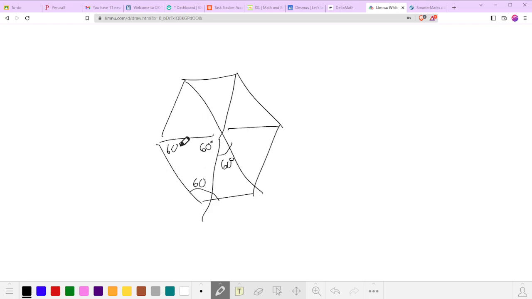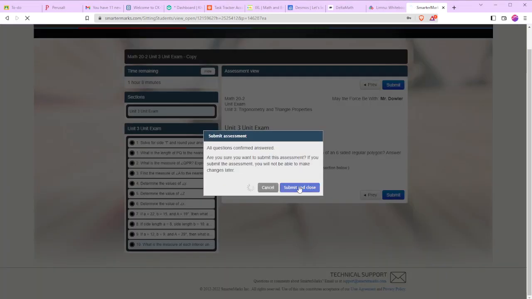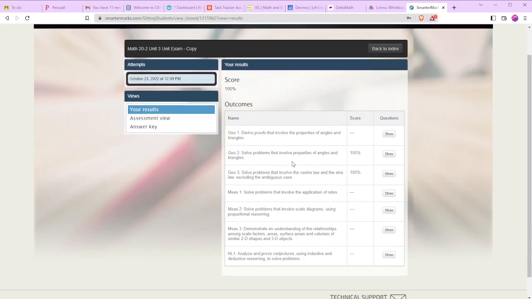We make a hexagon with 6 equilateral triangles. So the interior angle is a 60 on the left plus a 60 on the right for 120. So this solves our Unit 3 unit exam.